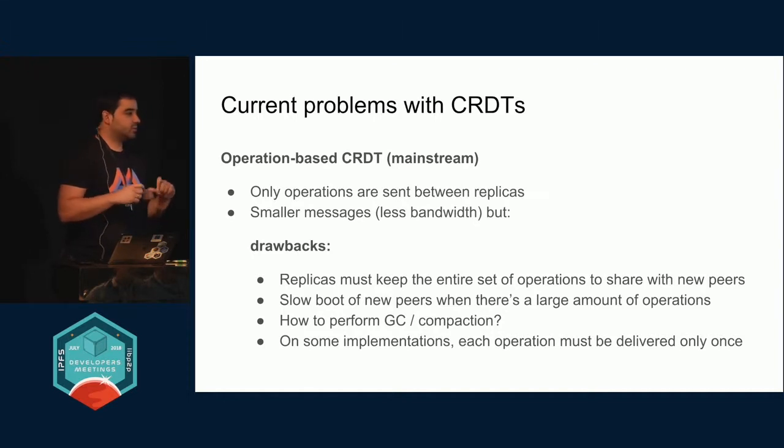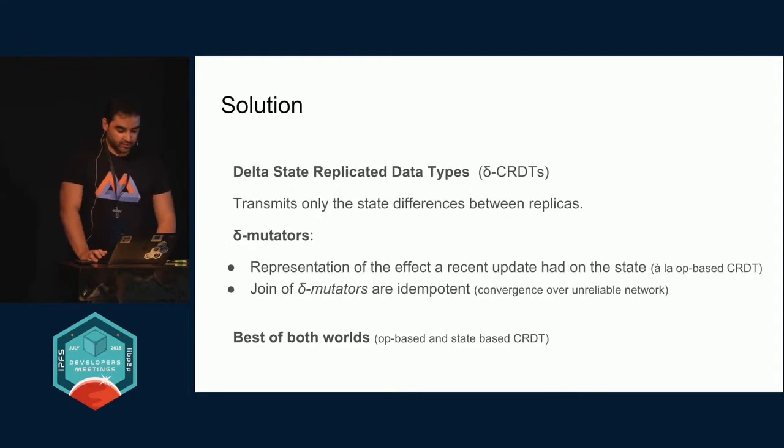And that brings us to a slow boot, because new peers don't have anything, so you always have to pass the entire set of operations in a single time. We are trying to solve that with compaction and garbage collection, but it's a very difficult problem to solve. And also, some operations must be delivered only once, so they are not really idempotent on some implementations.